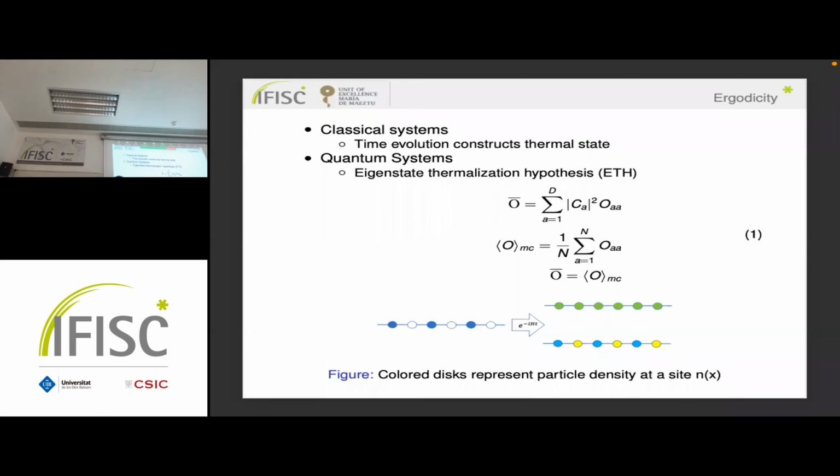And this figure is basically demonstrating the difference between ergodic and non-ergodic phases. Initially, we have a non-uniform particle density, where the blue dots represent clusters of particles, each followed by an empty site. With the time evolution, we can have two scenarios. First, the particle density will get uniform. In this case, the system is erasing its initial information. In the second case, the system is retaining its initial information. So here the system is in an ergodic phase, while here the system is in a non-ergodic phase.